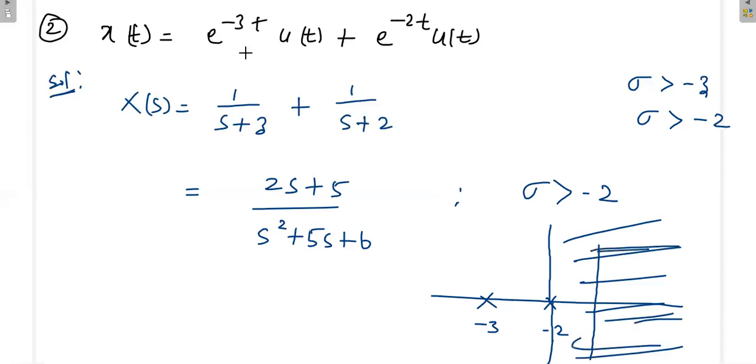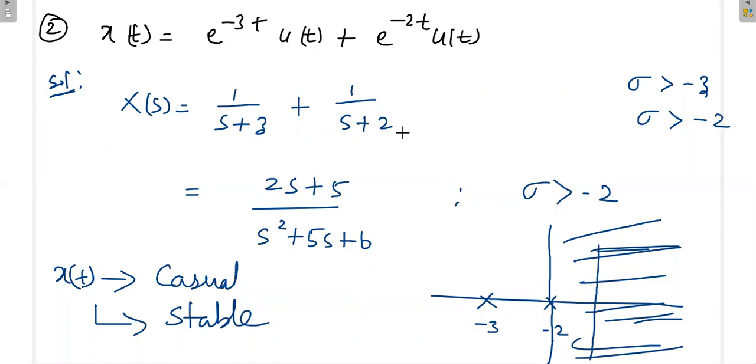Again, what is the nature of this signal x of t, whether it is causal or not? Again you see here this signal is defined only for positive time, so definitely this is causal. And also whether it is stable or not. When you substitute positive time here, again it becomes e power minus infinite, zero. Here also when you substitute positive value, e power minus infinite, zero, that means you are getting finite value even at infinite time. So the given signal is stable, and then ROC is greater than minus 2, and also the given signal is causal. Later we'll see how to identify this nature from the ROC diagram.